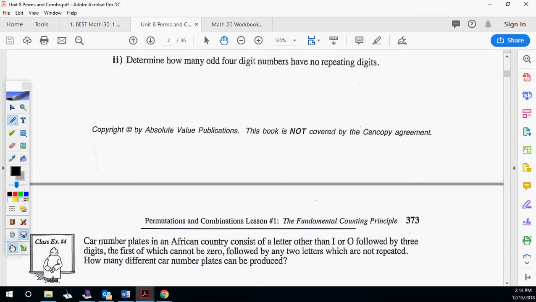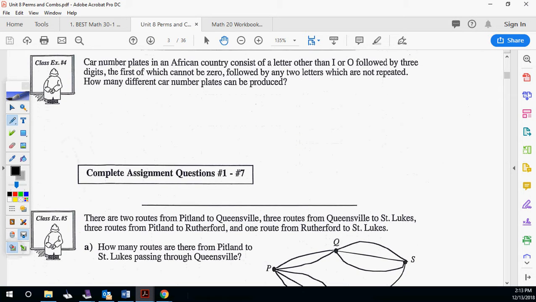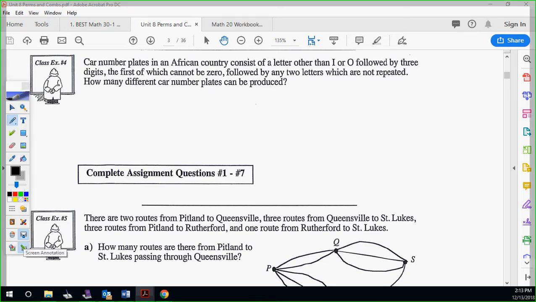All right. Now we're going to do one a little interesting with license plates here. Car number plates in an African country consist of a letter other than I or O, followed by 3 digits of which the first can't be 0, followed by any 2 letters that are not repeated. How many different car number plates can be produced?